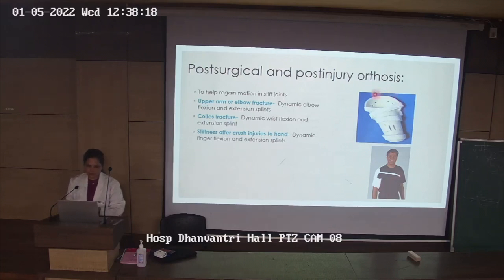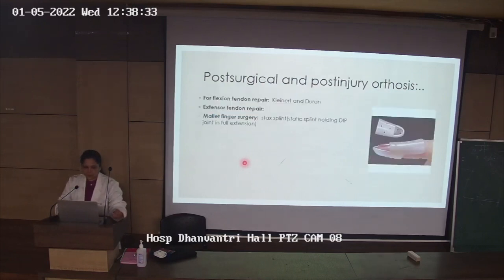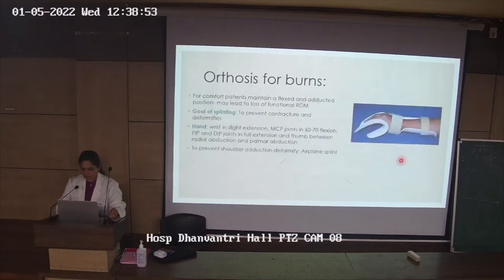This is an example of an upper arm or elbow orthosis. The same splint can be given for Colles fracture and stiffness after crush injuries to the hand. The main function of these orthoses is simply to support the affected part. If the patient has undergone flexor tendon repair, then we can give the Kleinert and Duran orthosis, and for extensor tendon repair or mallet finger surgery, a stack splint. Here you can see in the picture, this is the stack splint. It is a static splint holding the DIP joint in full extension.